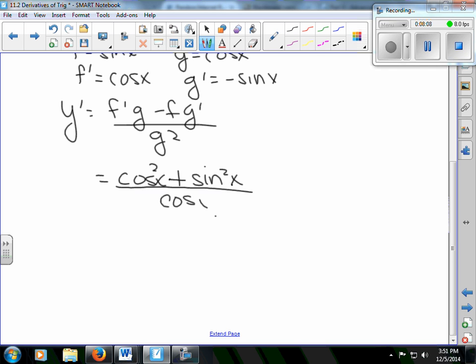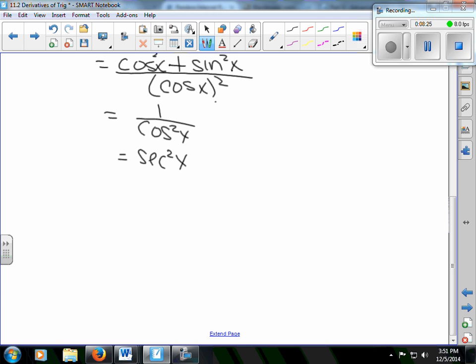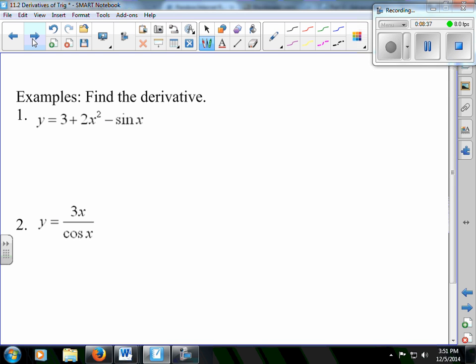G was my cosine of x. Now, what's sine squared plus cosine squared? That's that trig identity that you really, really use all the time. That one is 1. And so we have 1 over cosine squared of x. That is secant squared of x. And so you have just figured out that the derivative of tangent of x is secant squared of x. All right, so 3 down. Before I tell you the other 3, I do want us to do some practice problems.